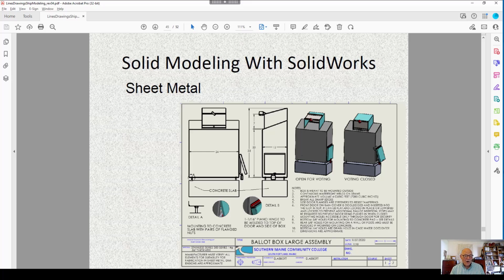Had to keep water out. It had to be something that could be locked, both the part that takes out the ballots and the part that the ballots go into. And it had to be rugged. It had to be something that couldn't be tampered with very easily. So that's a little more involved than you might think.